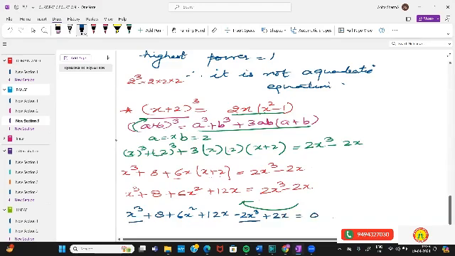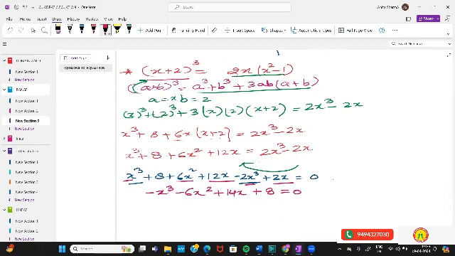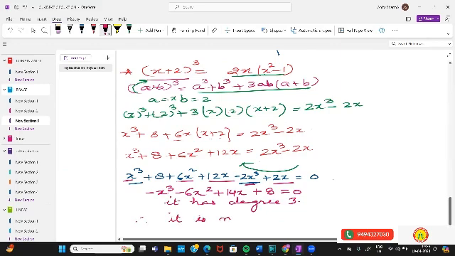Now simplify like terms. So x cube and 2x cube: 1 minus 2 gives minus x cube. Now the x square term is only one, so you will write 6x square as it is. 12x plus 2x will be 14x and plus 8. Now children, this equation has highest power 3, so it is not a quadratic. It has degree 3. Therefore, it is not a quadratic equation.